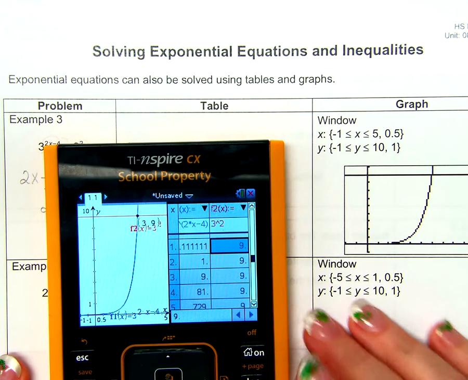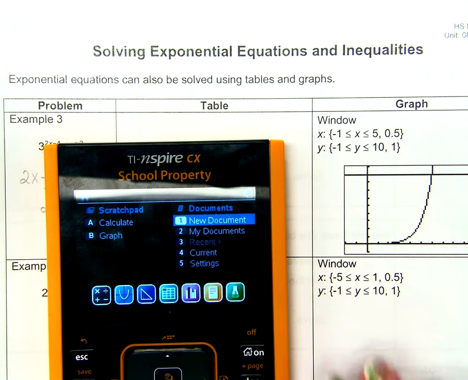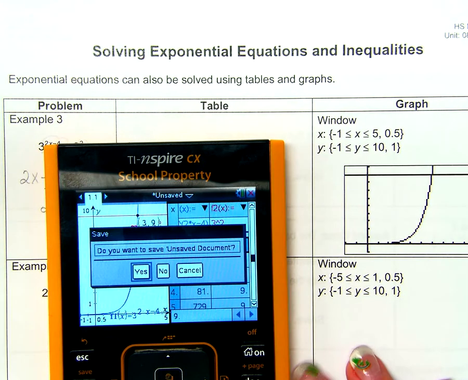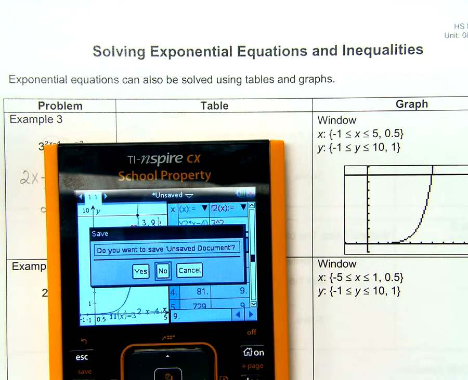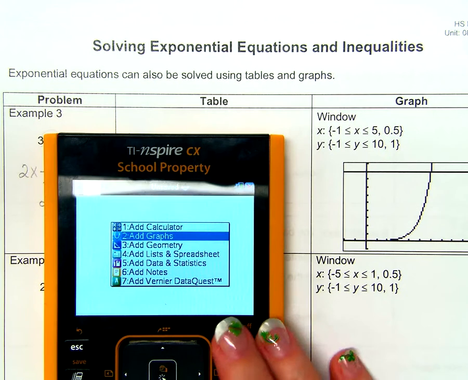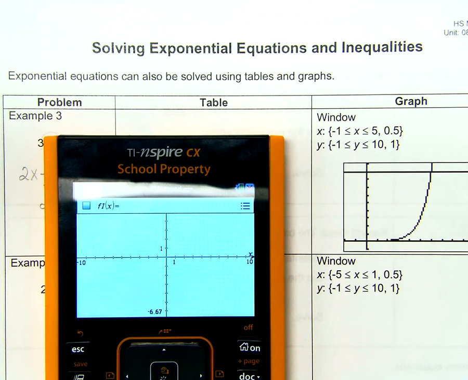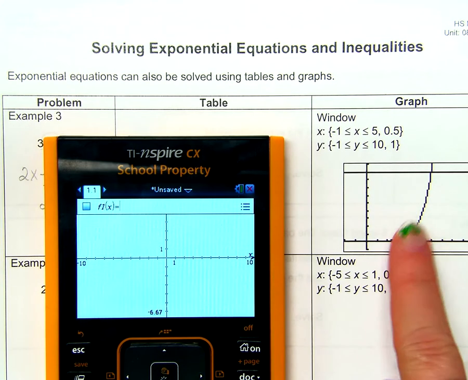We're going to go home, not actually, but on your calculator, go home. And we're going to create a new document. Okay? No, we don't want to save our old one. We want a clean, fresh graph. Okay? So here's how we're going to enter it into our calculator to solve it graphically.